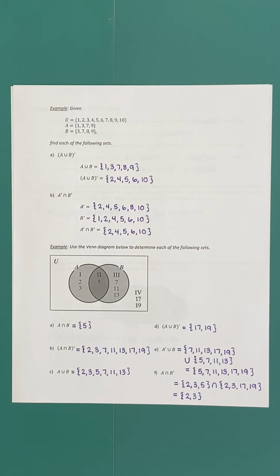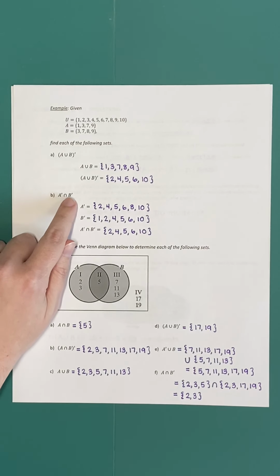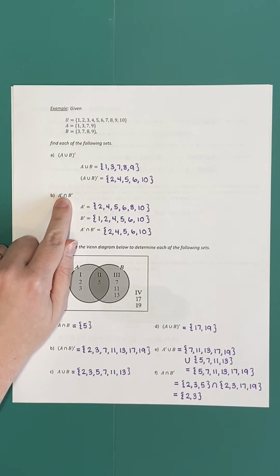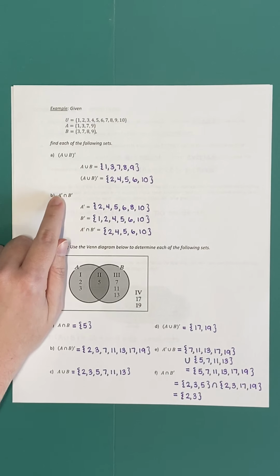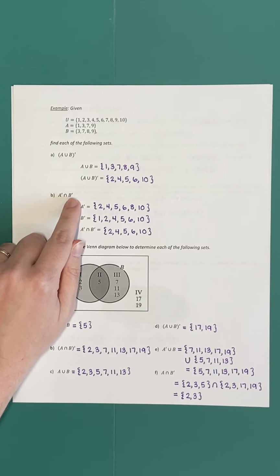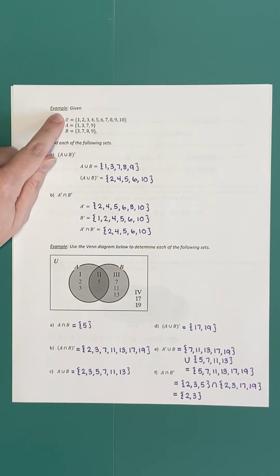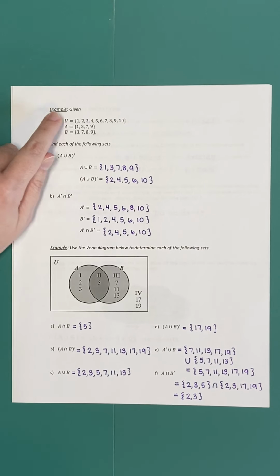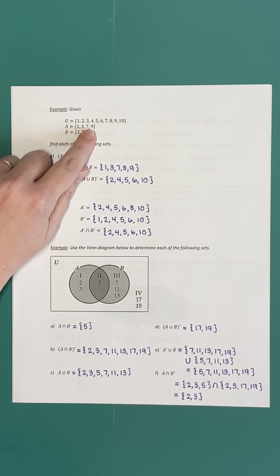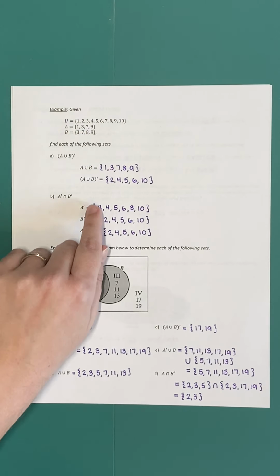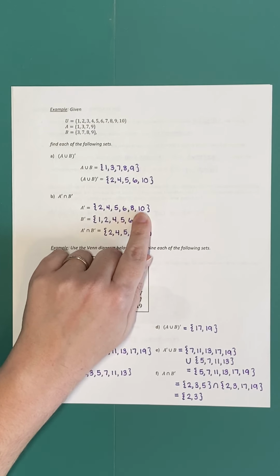So A complement intersected with B complement. Here we have to do the individual operations, the individual complements, before we can do anything that requires 2 sets to be combined together. So A complement first, and then B complement. So A complement is going to take all the elements in A, remove them from the universal set, and then we determine what's left. So if you remove 1, 3, 7, and 9, we're left with 2, 4, 5, 6, 8, and 10.